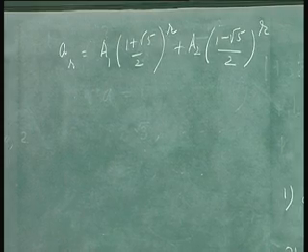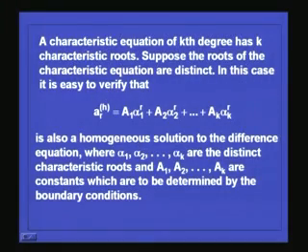A characteristic equation of kth degree has k characteristic roots. Suppose the roots of the characteristic equation are all distinct. In this case, it is easy to verify that the homogeneous solution a_r^(h) is A1 alpha1^r + A2 alpha2^r + etc. + Ak alpha_k^r. This is a homogeneous solution to the difference equation, where alpha1, alpha2, ..., alpha_k are the distinct characteristic roots and A1, A2, ..., Ak are constants which are to be determined by the boundary conditions.